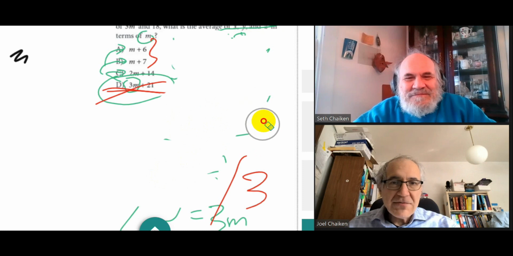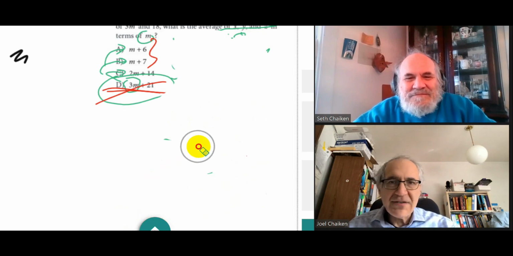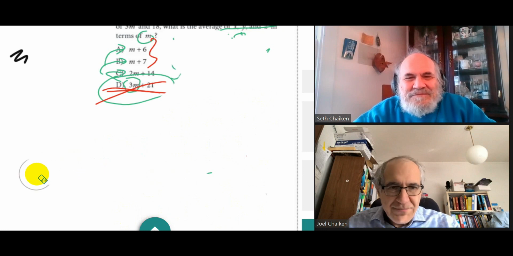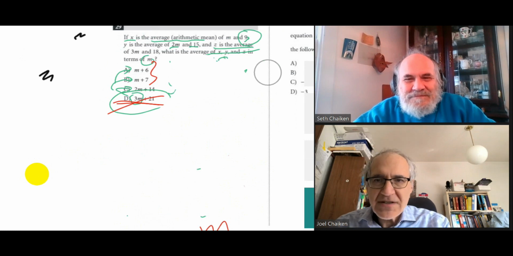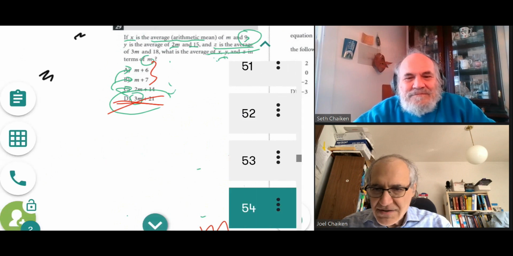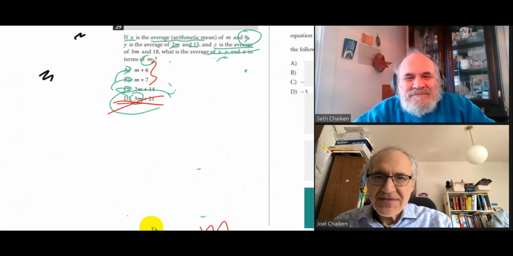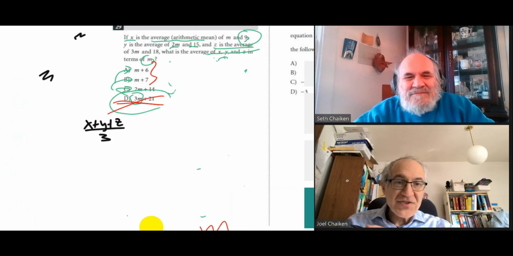I have a completely different approach. What I do is I start at the end. I start backwards, and a lot of times I find starting at the end of a problem helps. What I would have done is I would have said, what's the average of X, Y, and Z? I would have said that the answer is X plus Y plus Z divided by 3. That's how I would have started.